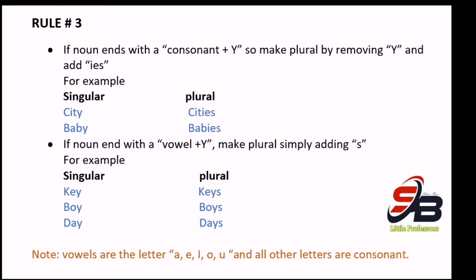If a noun ends with a vowel plus y, make the plural by simply adding s. For example, key, keys, boy, boys, day, days. The vowels are the letters a, e, i, o, and u. All other letters than these are consonants.